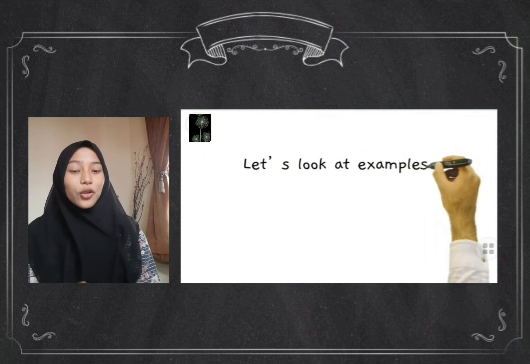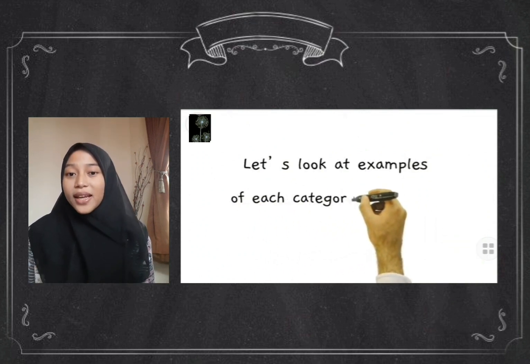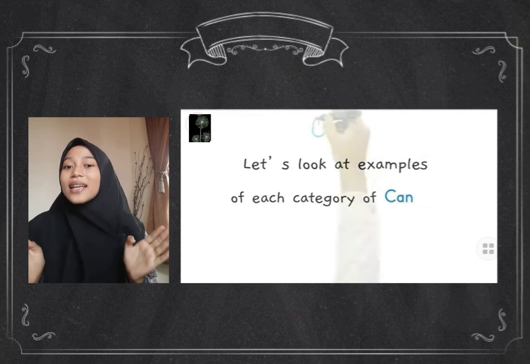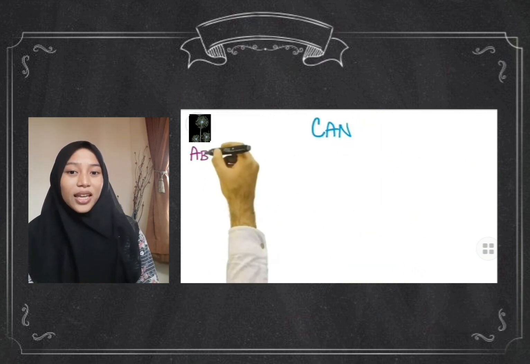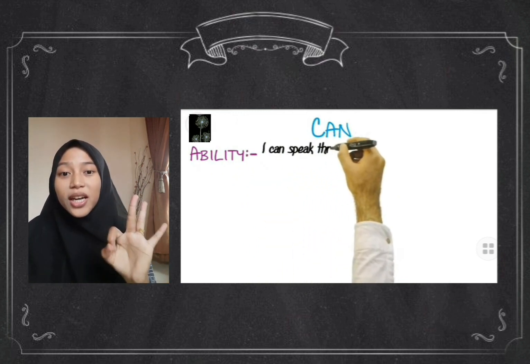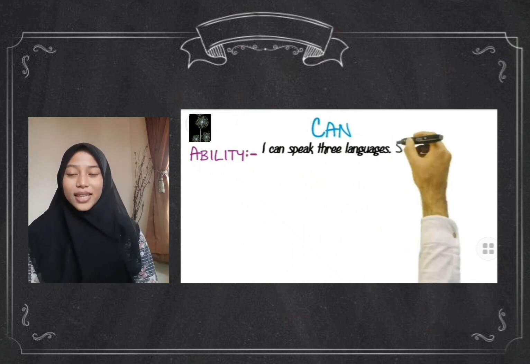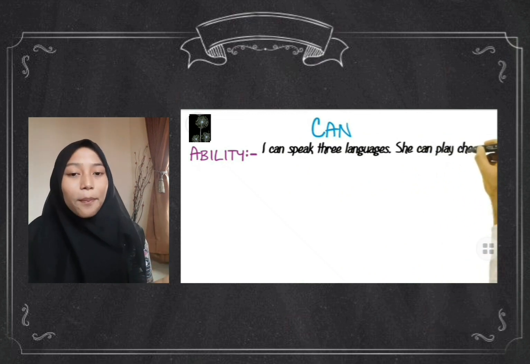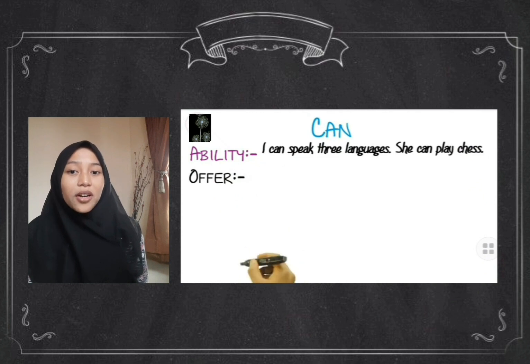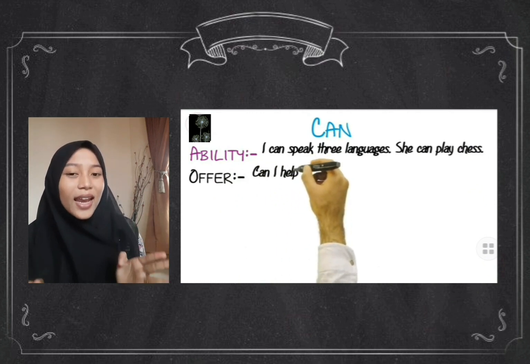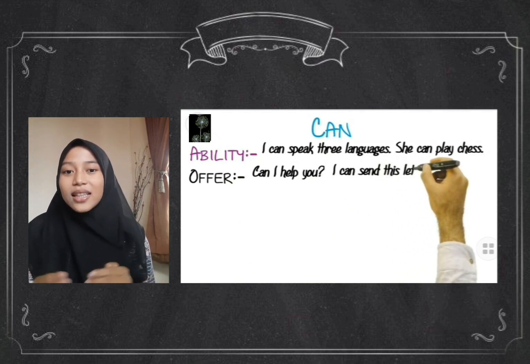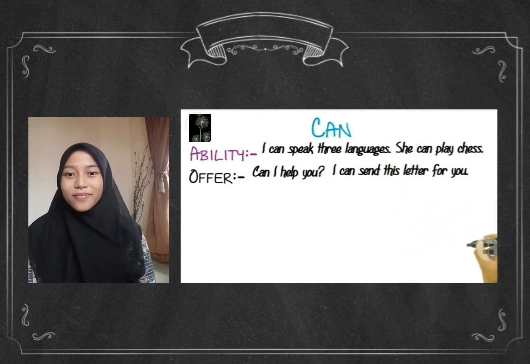Now, let's look at examples of each category of can. Can shows ability. For example, I can speak 3 languages. The second example, she can play chess. Can shows offers, for example, can I help you? I can send this letter for you.